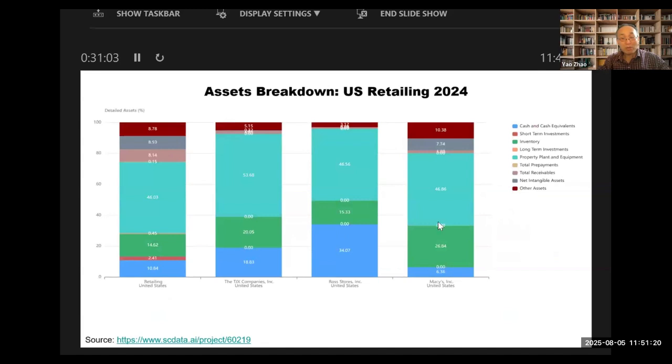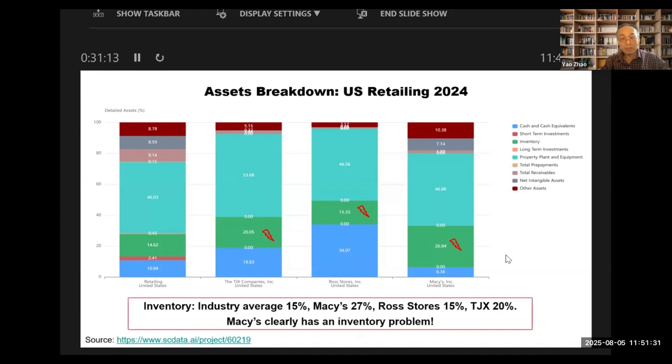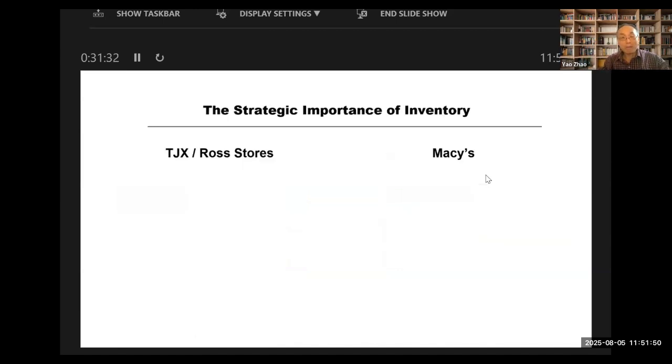And if you look at the asset breakdown, we see Macy's carries a lot more inventory. The industry average is about 14% of the assets in inventory. Macy's is 26%. And recall that faster inventory turnover will reduce the SG&A cost. So one of the main reasons for Macy's such a high SG&A cost is inventory, the huge amount of inventory it's carrying.